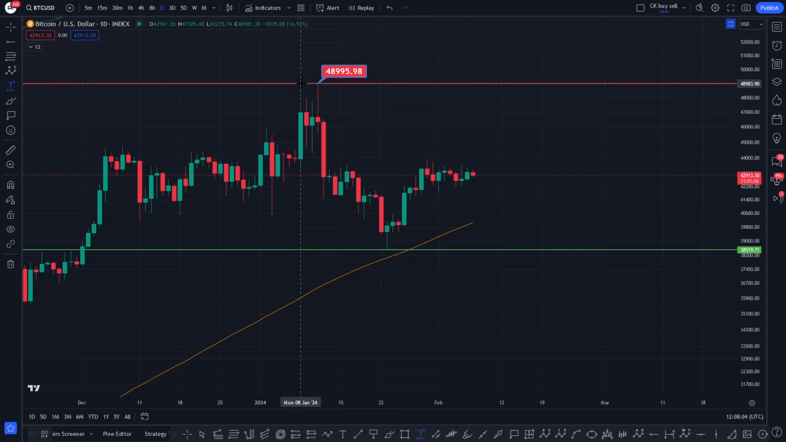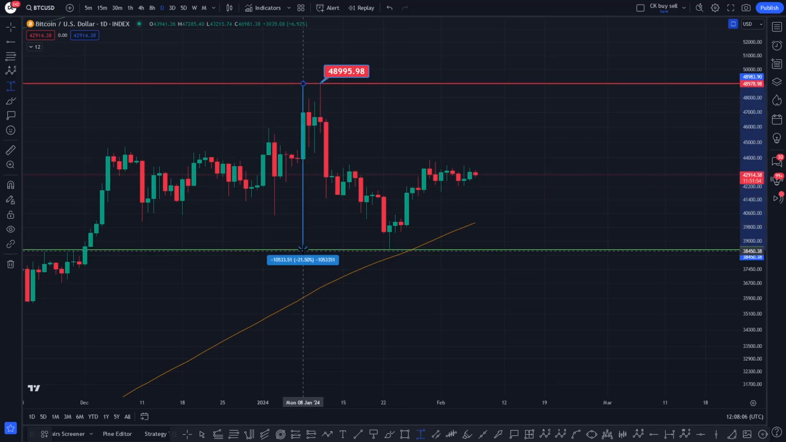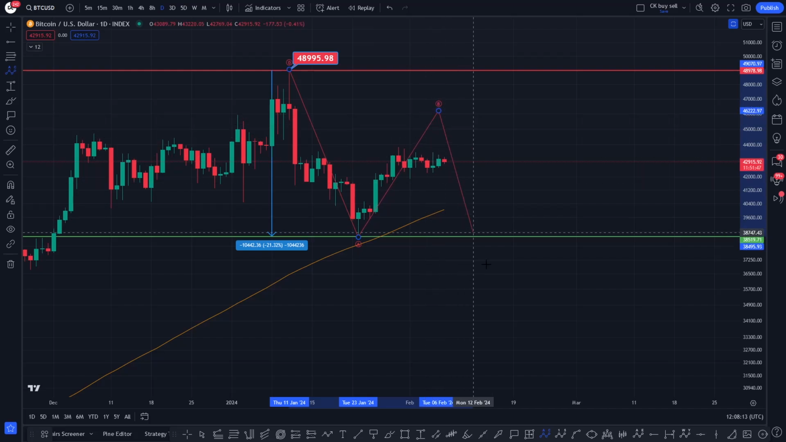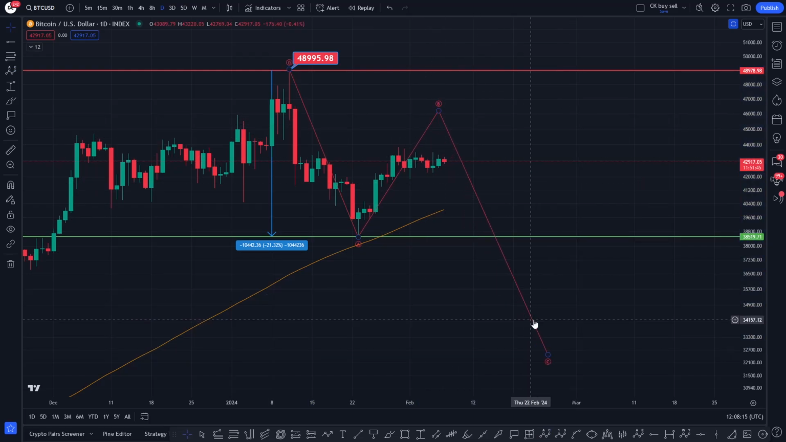So what I think we've got here is a potential scenario to counter my ABC zigzag scenario, where we've got the A wave down, the B wave high, and then the C wave drop. I'm looking for reasons to negate that for Bitcoin, okay, and I think I may have found it, so I'm going to show you in today's video.